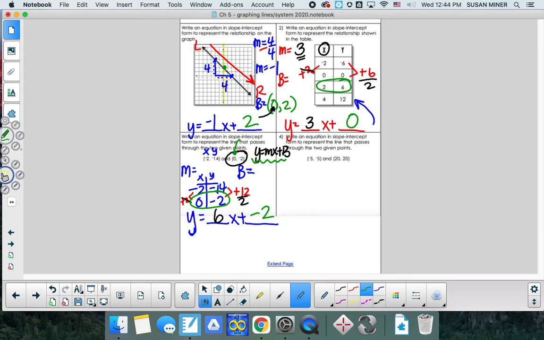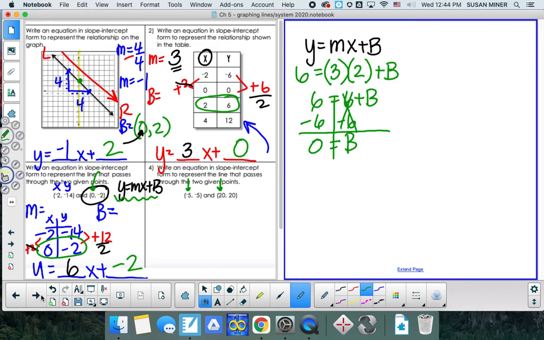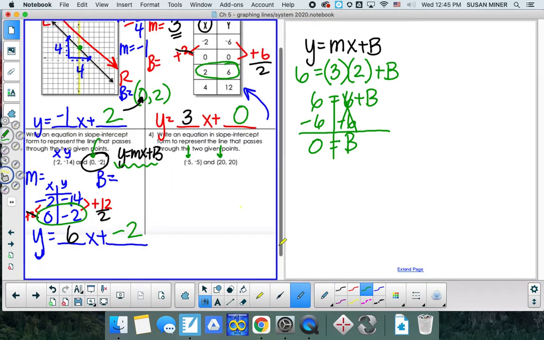This one we will have to solve because I can see both of my x values are not 0. So we're going to have to solve to find the y-intercept on this one. I might want to split screen this again and just give myself a little bit more room to work over here. Okay, so the first thing that I want to do, if I'm going to write an equation, is I want to find the slope.